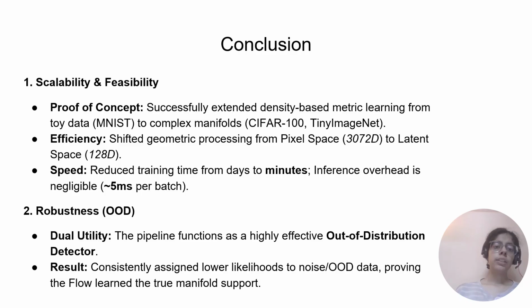In addition, this method has a dual utility. The entire pipeline functions as a highly effective out of distribution detector. What was the result? The normalizing flow consistently assigned much lower likelihoods to noise or OOD data compared to real images. This proves the flow learned the true support of the data manifold, allowing it to flag anything that falls outside of it.